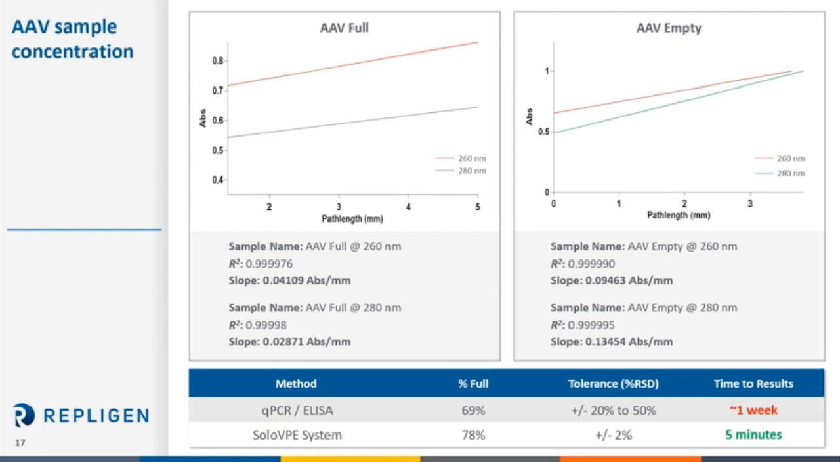In the first test that we ran, we were able to compare slope spectroscopy's technique versus qPCR and ELISA and come within 9% difference of the 2 results combined. The main difference being is that all of the processing and testing time took the better part of a week, while the SoloVPE test took 5 minutes and arrived at the same result.